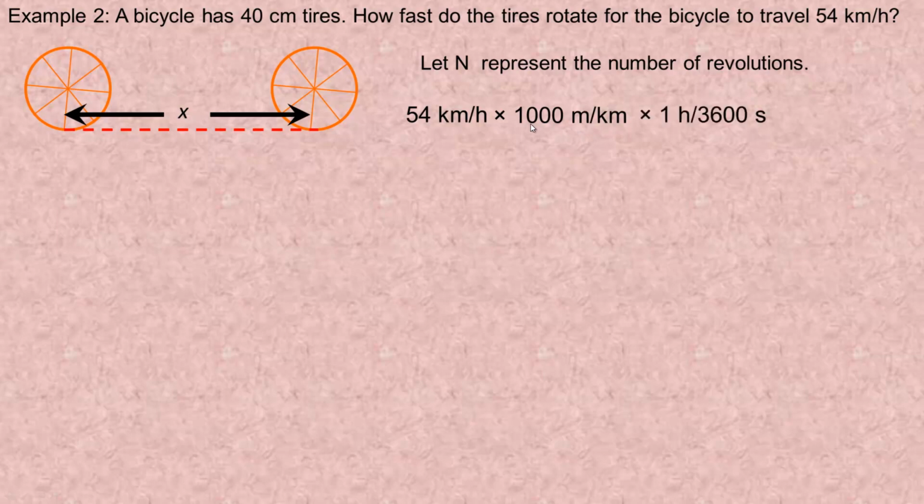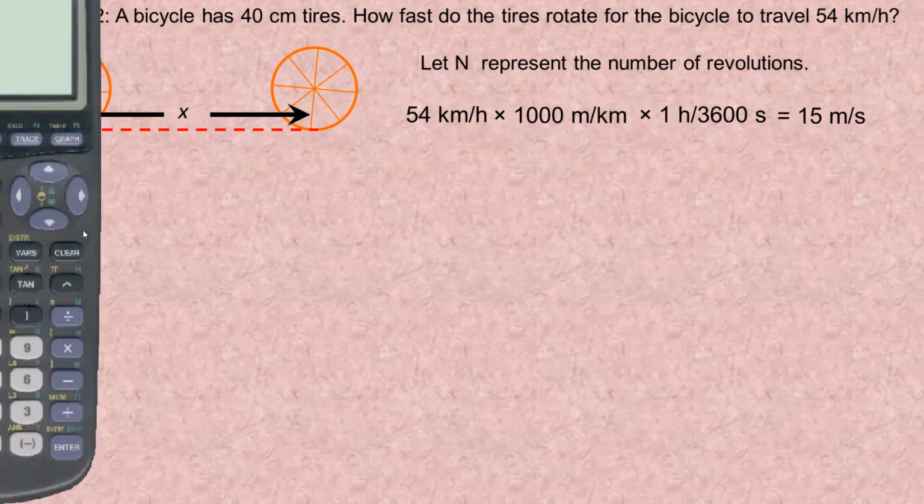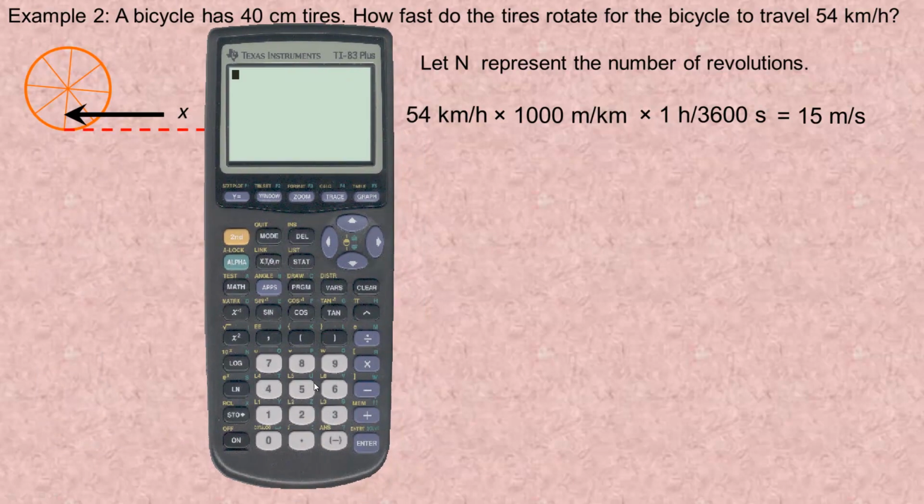And then we need to go into seconds. Instead of hours, we need seconds. So 1 hour is 3,600 seconds: 60 seconds in a minute, 60 minutes in an hour. So 60 times 60 is where the 3,600 comes from. And if you do the math, we'll bring this over here. So 54 times 1,000, and then times 1 over 3,600, so it means we're actually dividing by 3,600. So that gives me the 15.